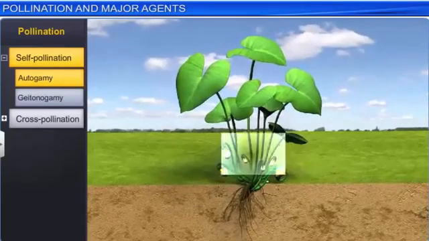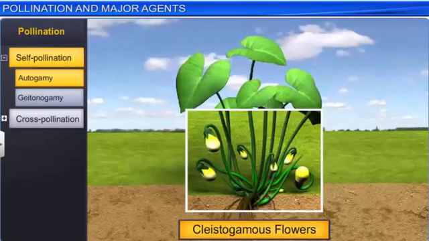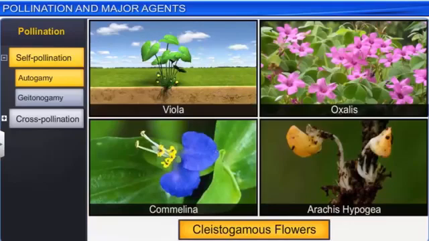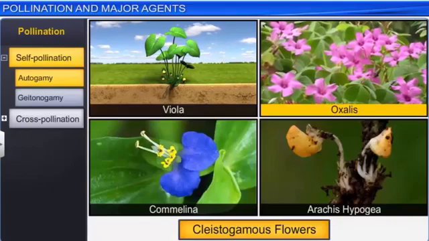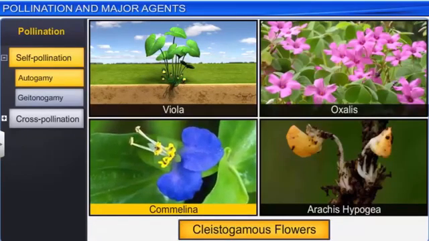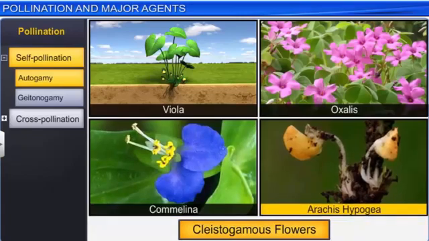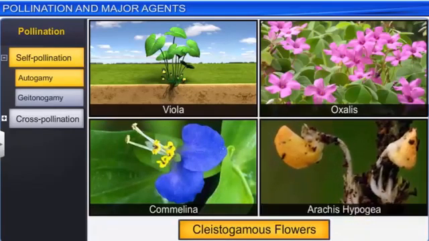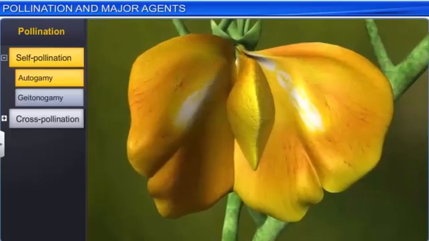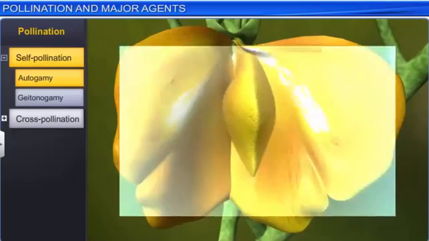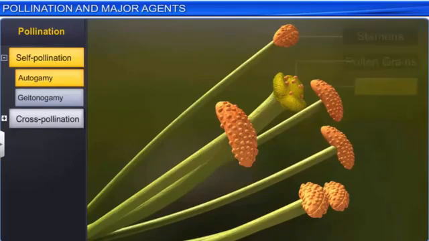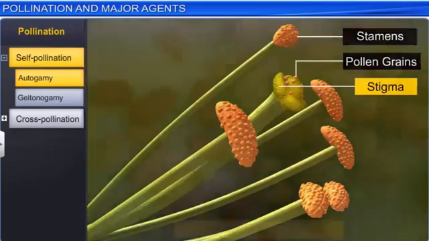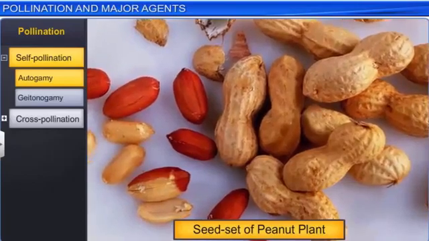And is seen in cleistogamous flowers, or flowers which do not open at all, produced by plants such as viola, oxalis, camelina, and Arachis hypogea or peanut. The anthers and stigma of these flowers lie very close to each other. When anthers dehisce, pollen grains get deposited on the stigma, which ensures the production of seed sets even in the absence of pollinators.